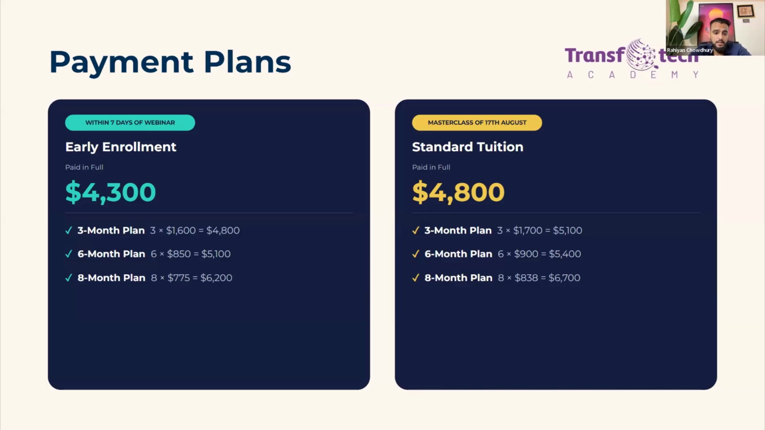You have different payment plans. For early enrollment, as you can see, if it's a 3-month payment plan, you'll be paying $1,600 for 3 months. For 6 months, it will be $850 for a total of $5,100, and then in 8 months, it will be $775 for $6,200 in total. Standard tuition, what does that mean? We're going to hold our master class on the 17th of August, as of right now. That would be $4,800. And as per that payment plan, you would still have a 3-month, 6-month, and an 8-month payment plan, explained over here as $1,700 for 3 months, $900 for 6 months, and $840 for 8 months.